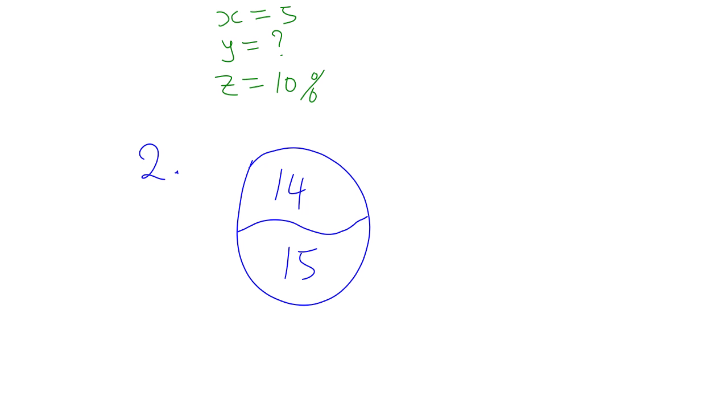Then the second question has two different sub questions. We have 14 and 15 as the different parts of this whole circle. So we want you to get the percentage. Let's say 14 is A and 15 is B. Now find A and B. Find the percentage of A from the whole circle and also of 15 from the whole circle. If you do that, put it in the comment section below.